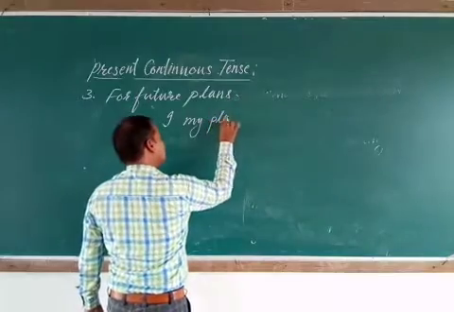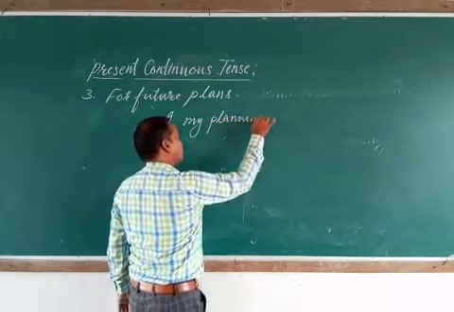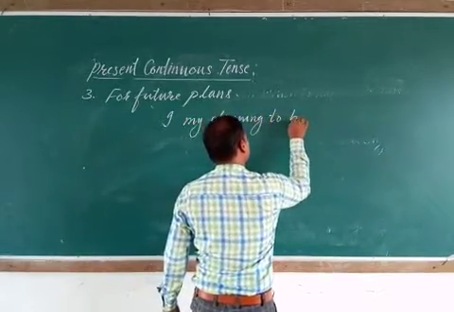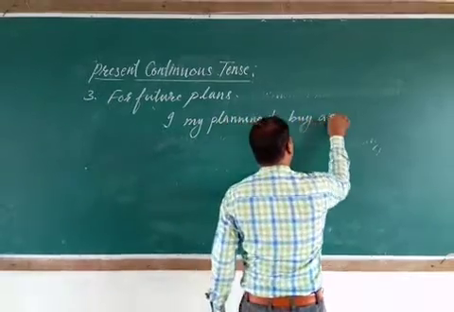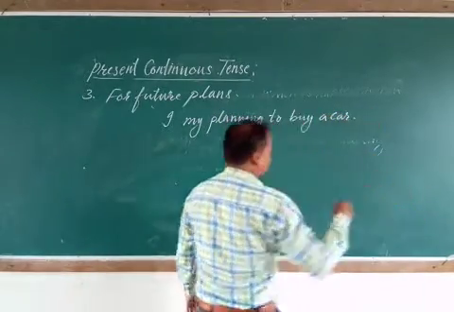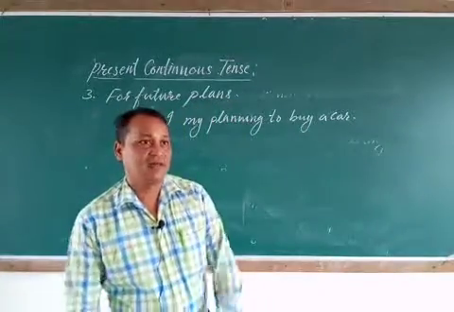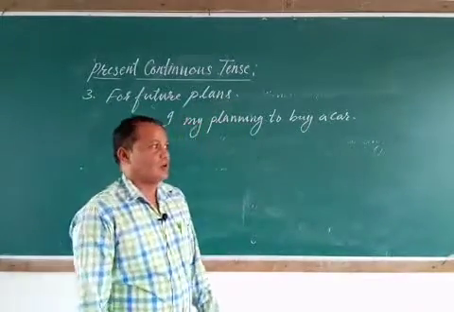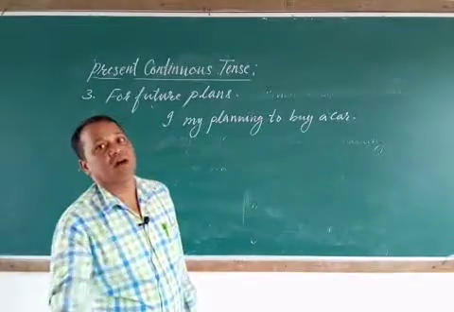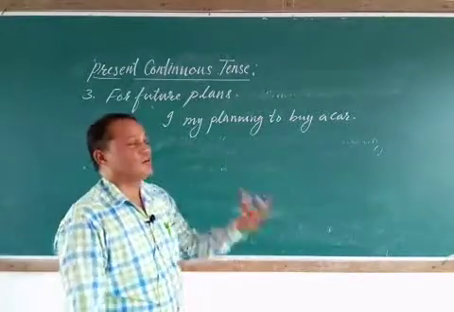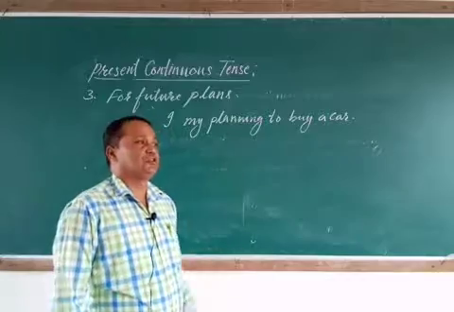Like, I am planning to buy a car. Means this time I am not buying a car, I am planning to buy a car in the near future. So I have a plan in future that I will buy a car. That type of idea I can express in present continuous tense.